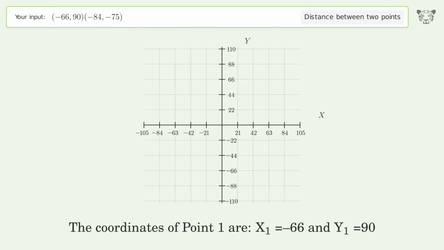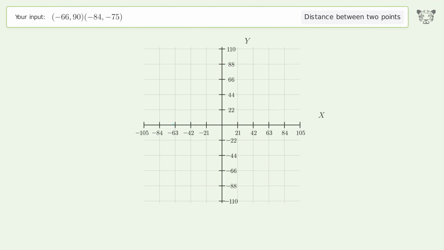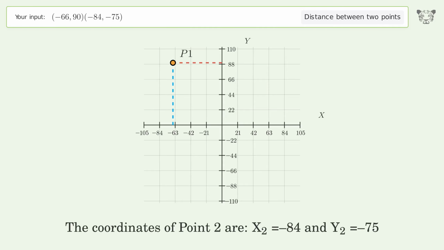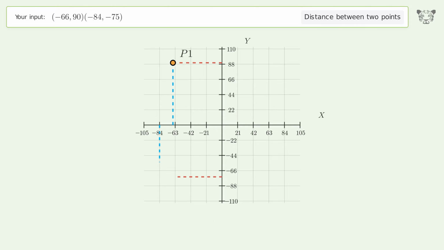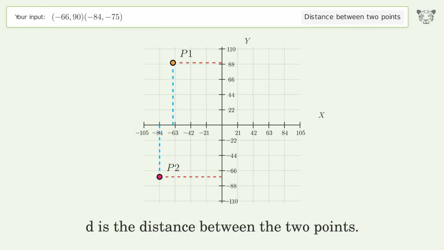The coordinates of point 1 are x1 equals -66 and y1 equals 90. The coordinates of point 2 are x2 equals -84 and y2 equals -75. D is the distance between the 2 points.